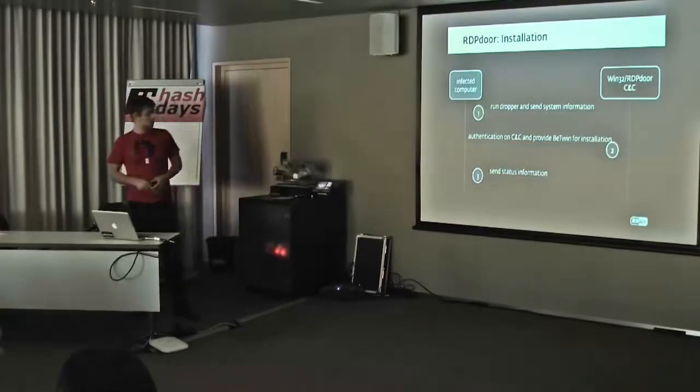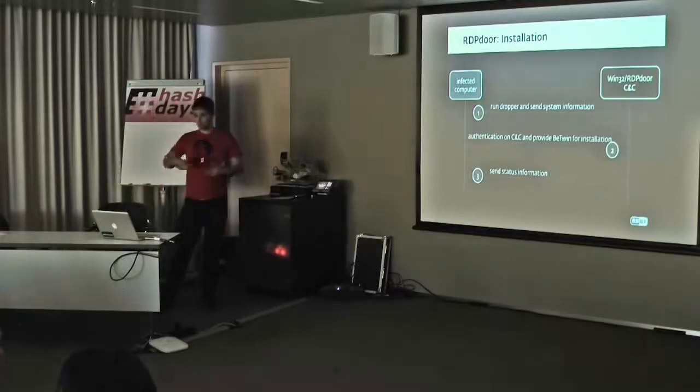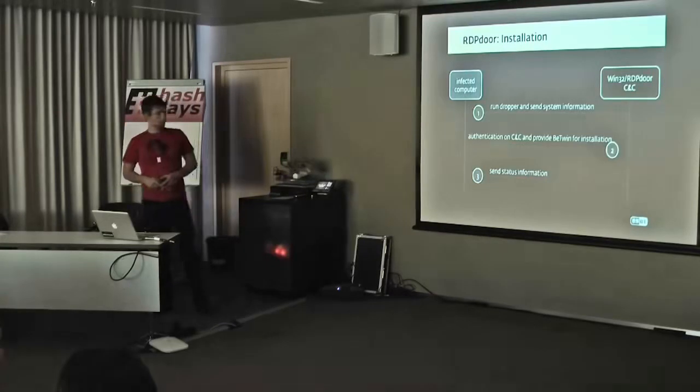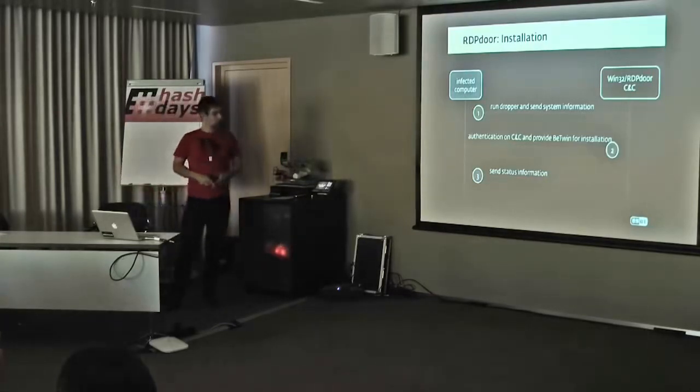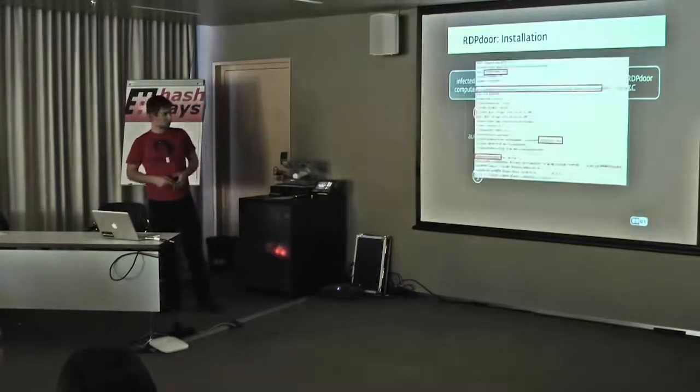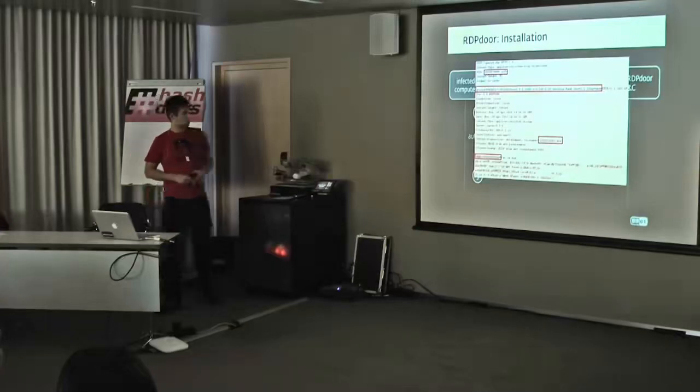Okay, let's take a little look under the hood how this works. The installation of RDP-Door is pretty simple. When the dropper is run on the affected computer, it will send some system information to the command and control center, and then the command and control server will authenticate the infection and provide the Btwin software for installation. So this is what it looks like. That's the URL up there.